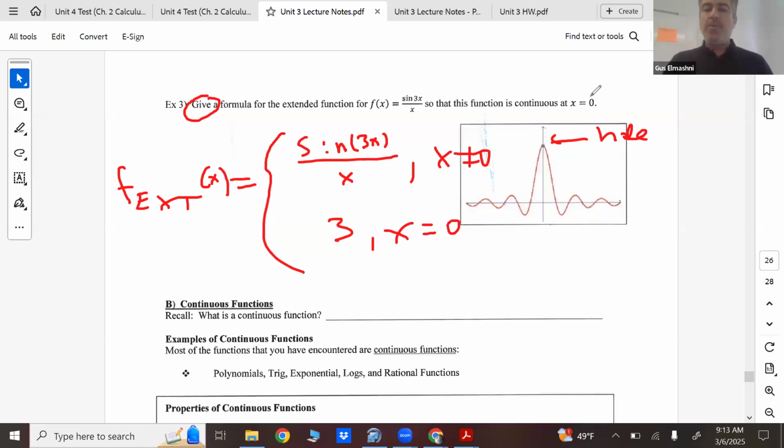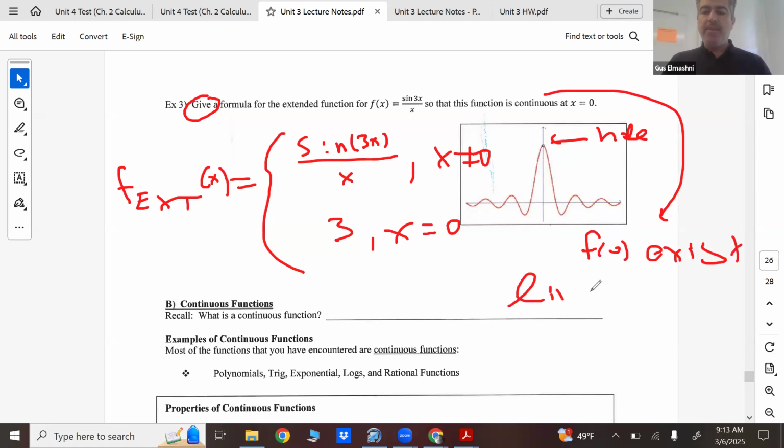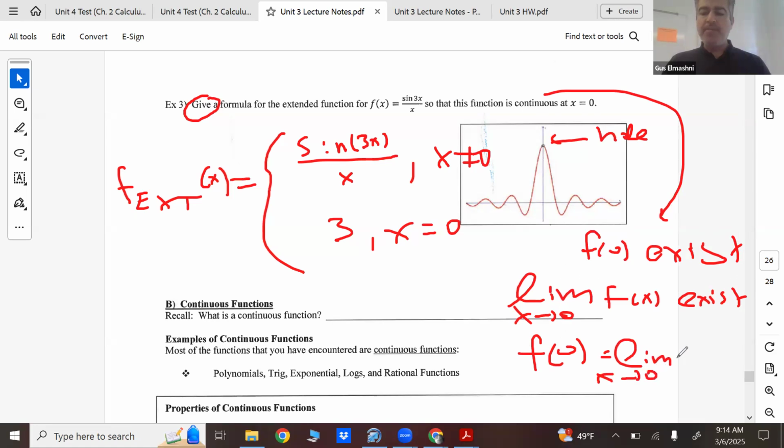Because remember, for continuity, what do you need to have happen? Does f of 0 have to exist? Yes. Does the limit as x approaches 0 have to exist? Yes. And does f of 0 have to equal that limit? Yes. So if you want to show some work, I suppose you could do all this stuff here, because those are the 3 conditions of continuity. Right now, on its own, does f of 0 exist? Absolutely not. The limit exists, but f of 0 does not exist.